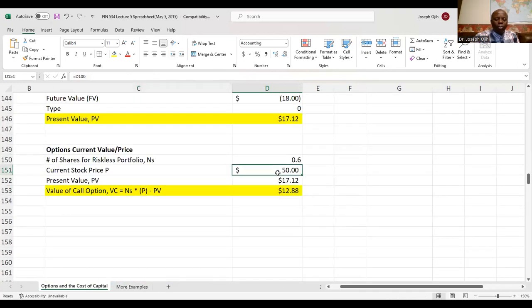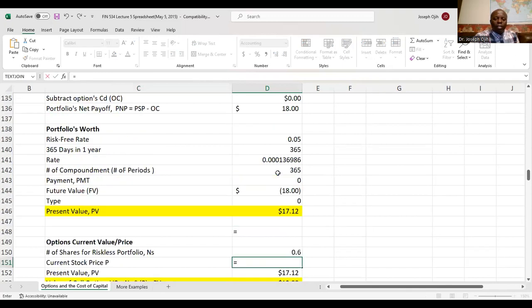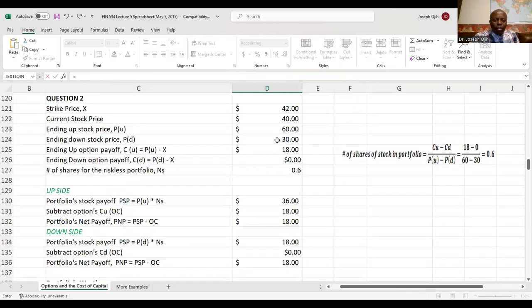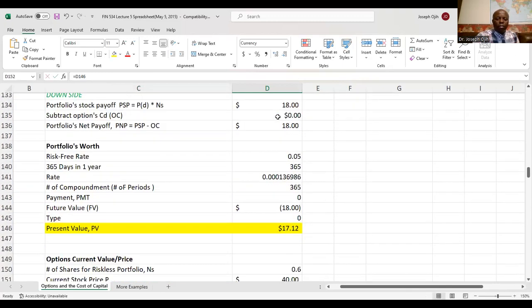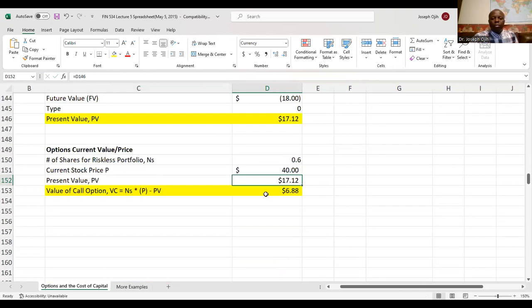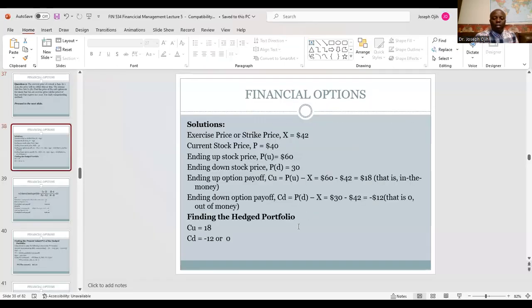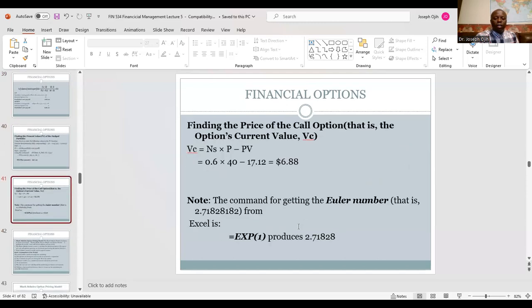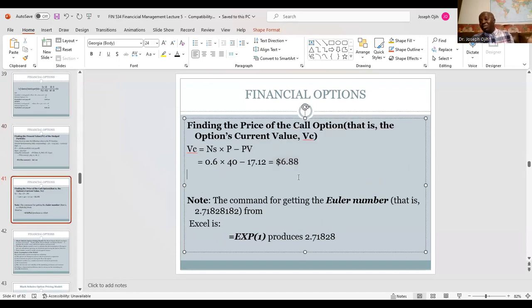So let me just change it to $40. Look at the current price here, it's right, $40. So the mistake has been corrected: $6.88. And you can see it in the presentation right here, $6.88. So that's one good thing about Excel. If you made a mistake, you correct the mistake, it will recalculate.